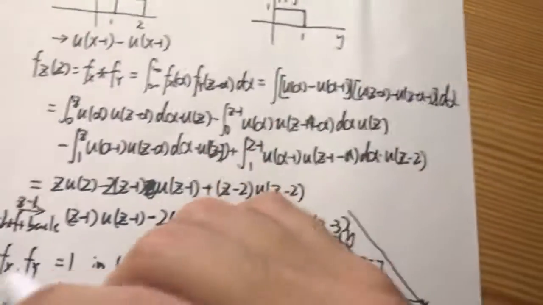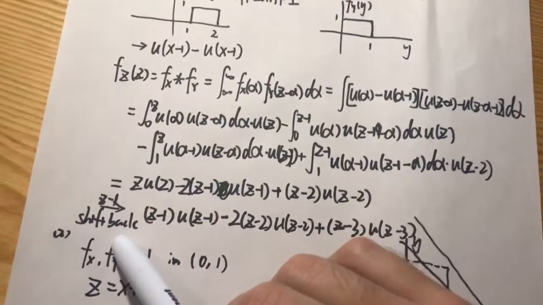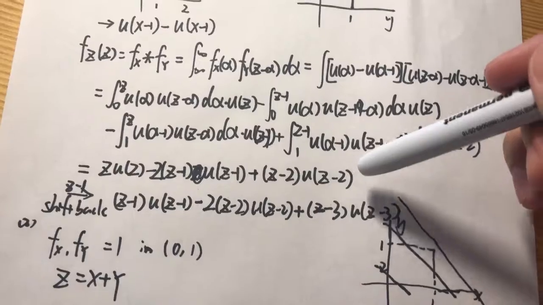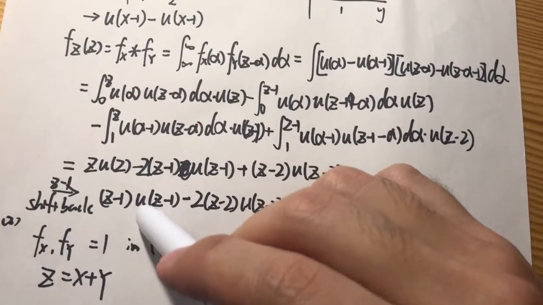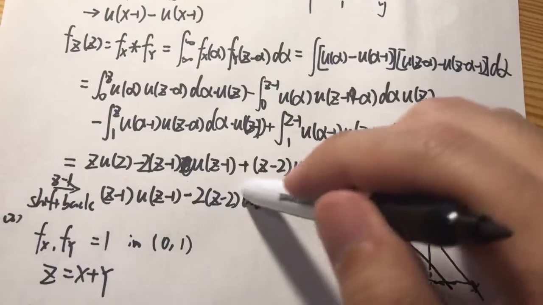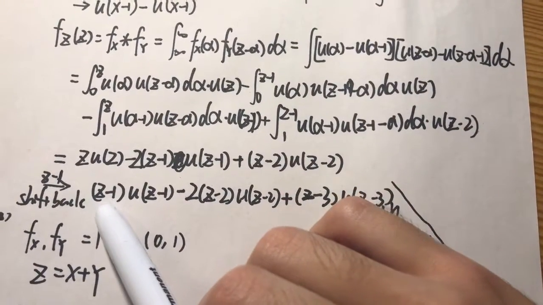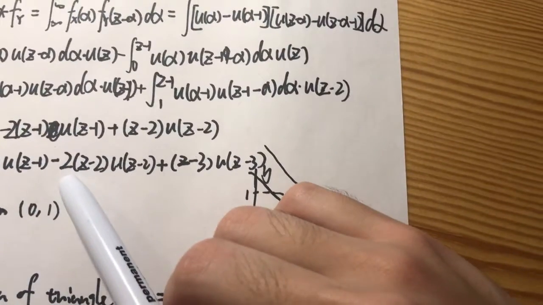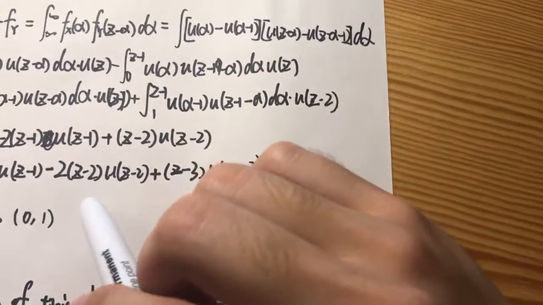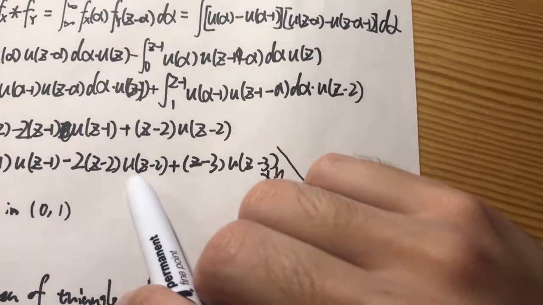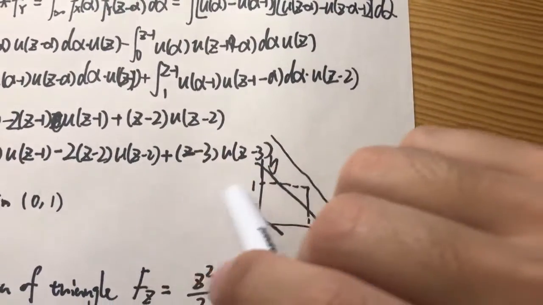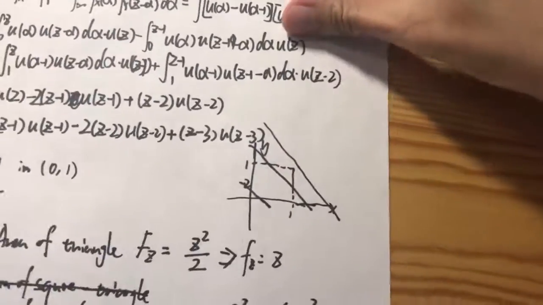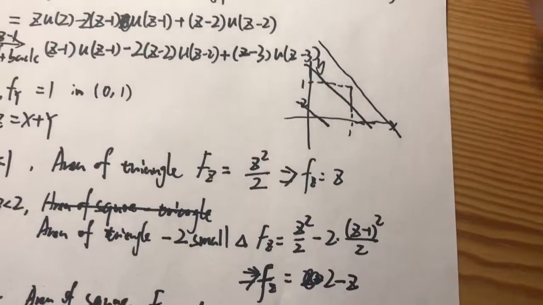Then we need to shift it back, shifting to the right, so z needs to be z minus 1. So we put into the equation below: (z minus 1) times unit function z at 1, minus 2 times (z minus 2) times unit function z minus 2, plus (z minus 3) times unit function z at 3.